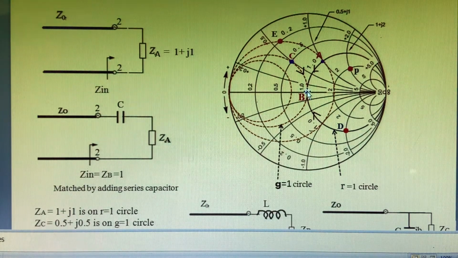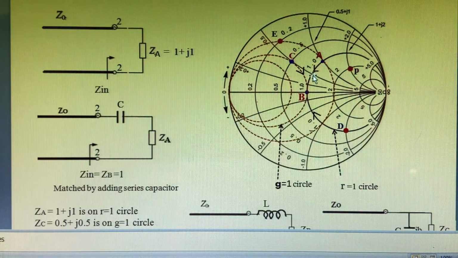So that adds the capacitor like this. Now the input impedance is equal to 1. ZA previously was 1 plus 1j. Now by adding this, the input becomes equal to 1. So we added a capacitor like this.